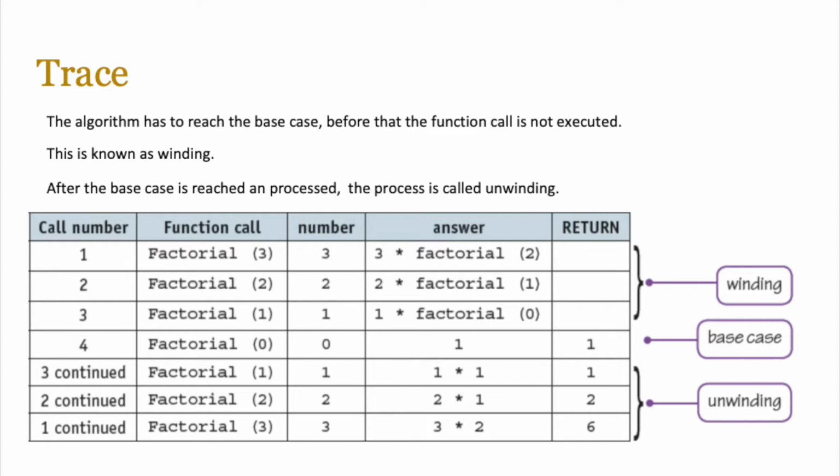We wind it once more to the fourth call, which is factorial of 0. And we know the answer to factorial of 0 because that is our exit condition or base case, and the answer to that is 1. And then we start feeding this answer back, or returning the answer back. So 1 goes into call 3, which now becomes 1 times 1, and that's returned to call 2, which is 2 times 1, which is 2, and that's returned to call 1, which now becomes 3 times 2, and that returns the answer 6 to the main program.